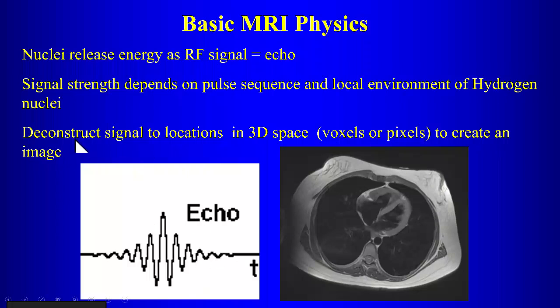The problem is deconstructing the signal to locations in three-dimensional space, because when we apply a radio frequency pulse and we get the signal back, we get the signal back from all of the tissue that was excited. So we have to be able to encode the signals so that we can derive three-dimensional spatial information from the signals to localize the areas of higher signal and the areas of lower signal, and to create these images.